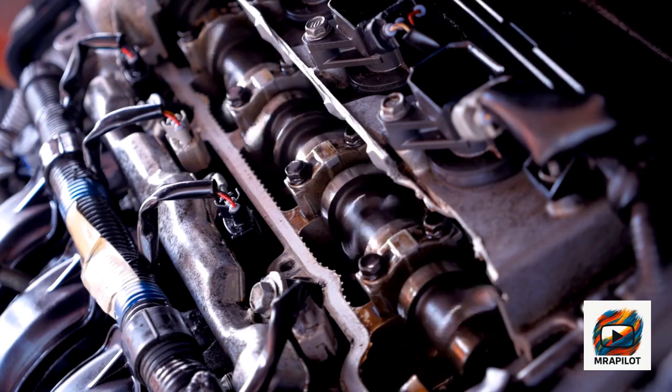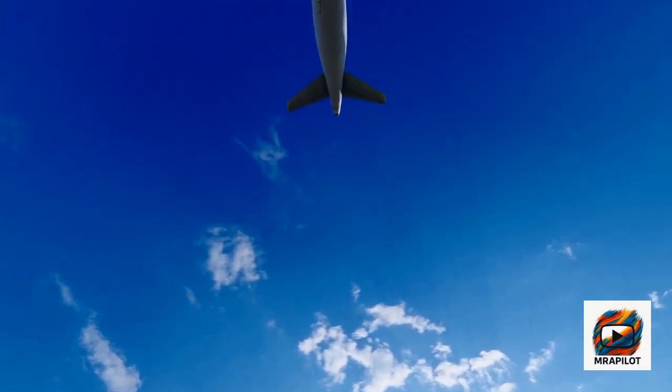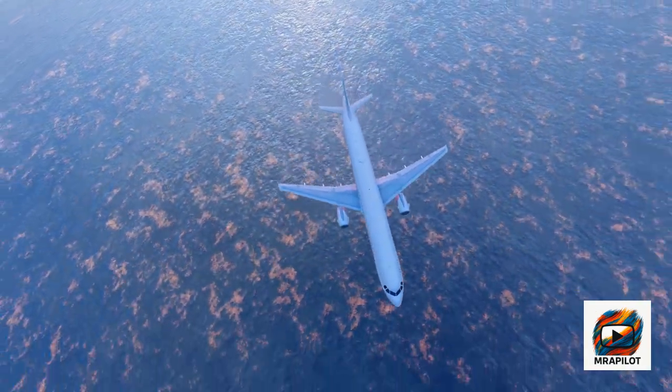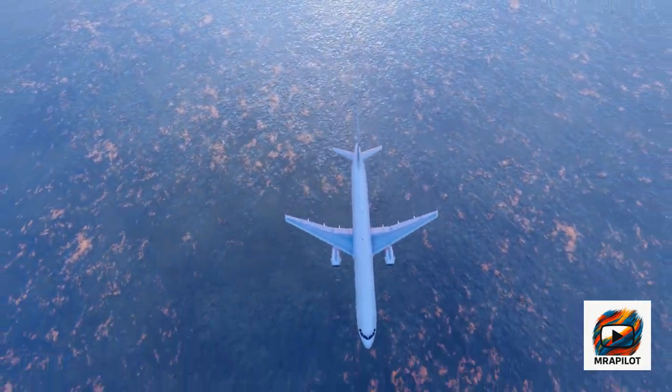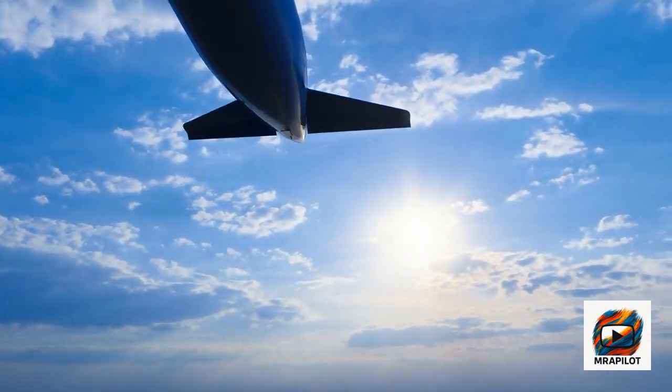Changes in pressure also affect aircraft performance. Lower pressure means less dense air, which reduces engine thrust and lift. On a hot, low-pressure day at a high-altitude airport, your aircraft will behave very differently than at sea level.